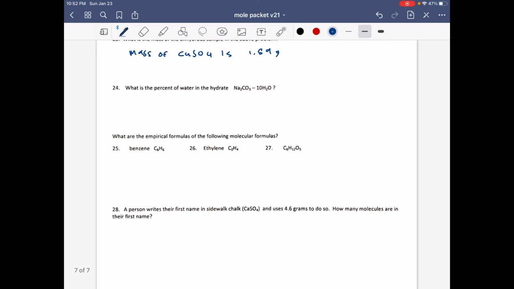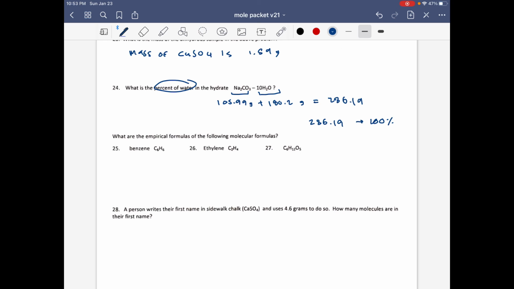Okay, what is the percent of water in the hydrate? Na2CO3 decahydrate. The molar mass of this, I calculated beforehand, but you can calculate it by looking at the periodic table. For decahydrate, if 1 mole of water is 18.02, 10 will be 180.2. These are both in grams. When you add it together, you get the amount in grams for this entire hydrate. So when you do that, you get 286.19. This is for everything, which means this is your 100%, and you're trying to find the percent of water.